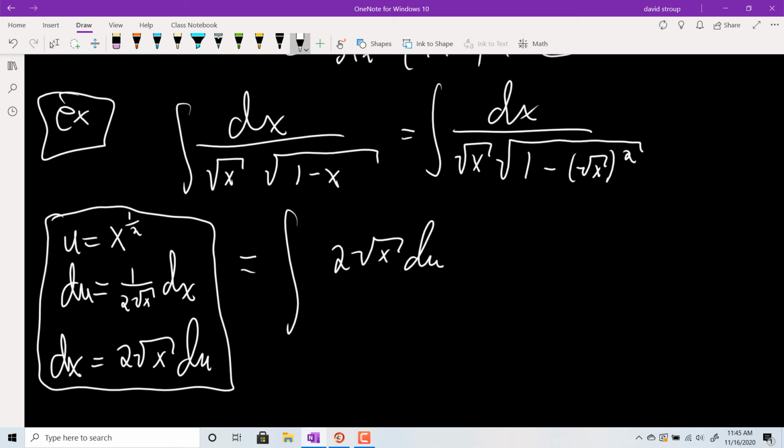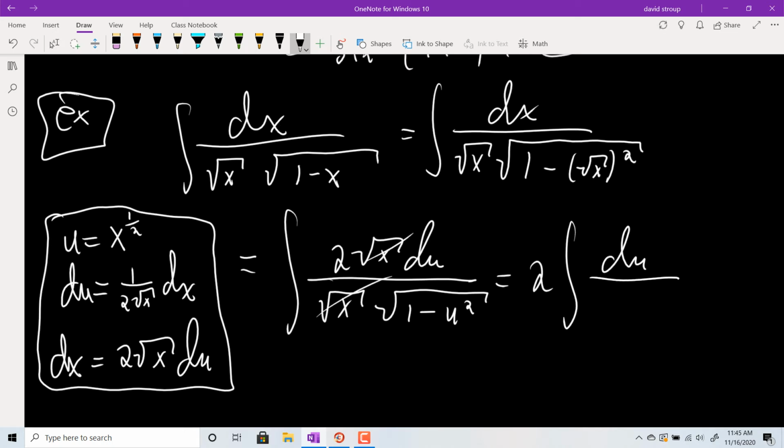You can put it off to the side. I'll just put it in the numerator, all over the square root of x times the square root of 1 minus u squared. So the square root of x's are gone. We needed that. You can factor out the 2. And then you just have an arcsine integral sitting there. Okay.